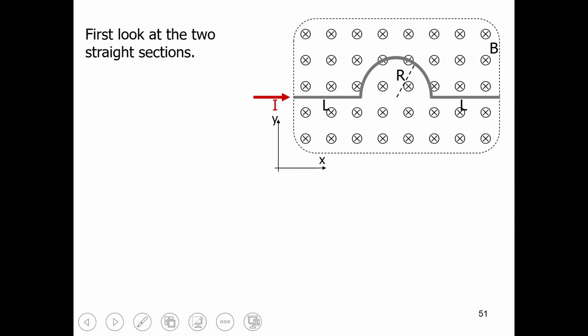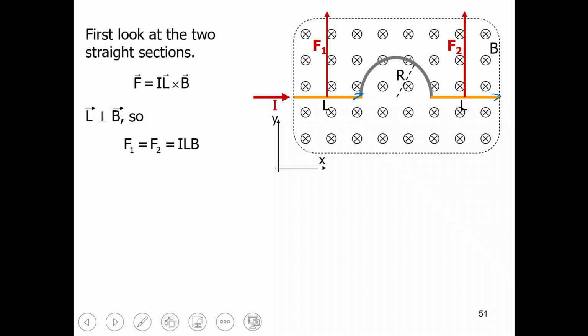So if we look first at the two straight sections, because they're straight, we can just use the I L cross B version of this equation. So if you put L as a vector pointing to the right, and you use your right hand, I point my fingers towards the right, my palm is into the page, that's going to cause my thumb to point up. So each of those two sections are going to experience a force pointed towards the top of the page.